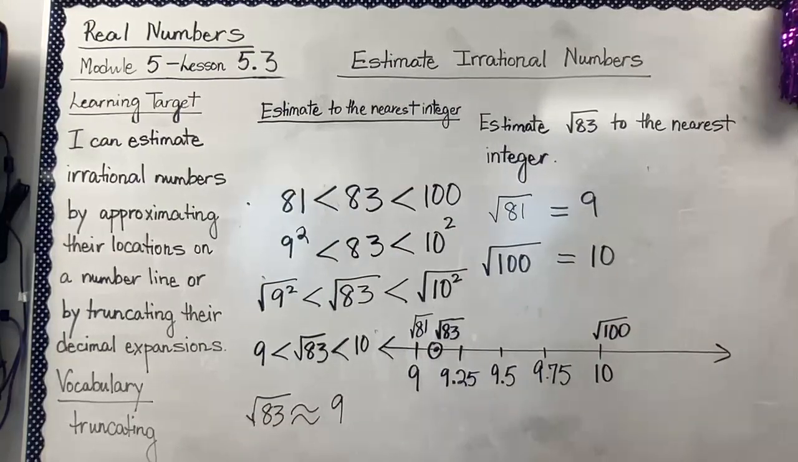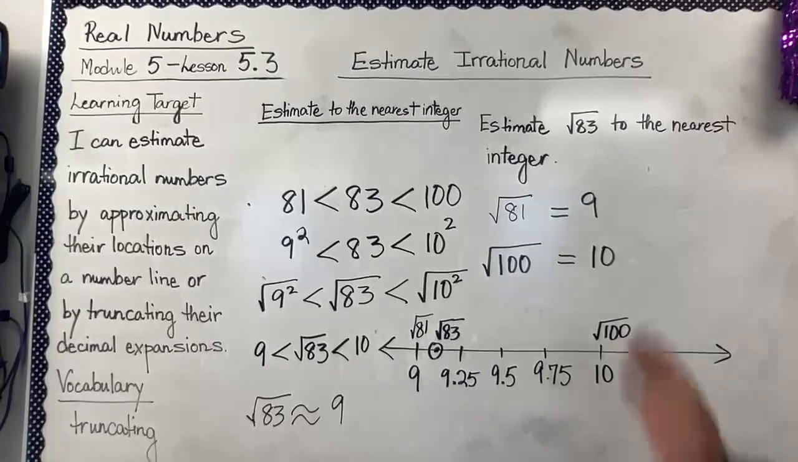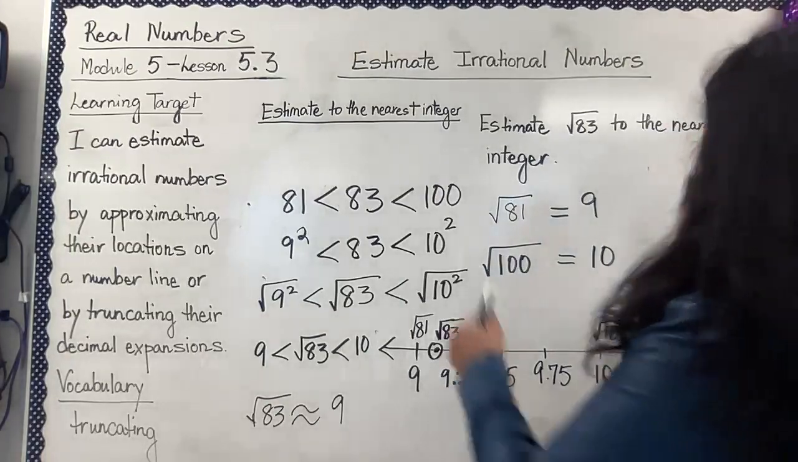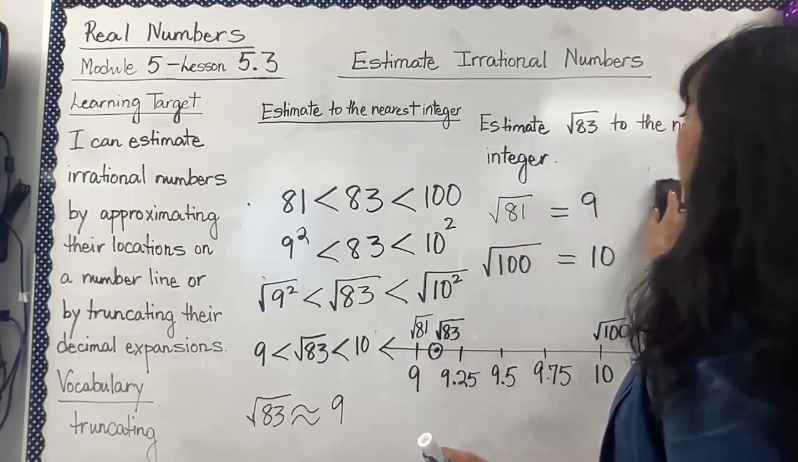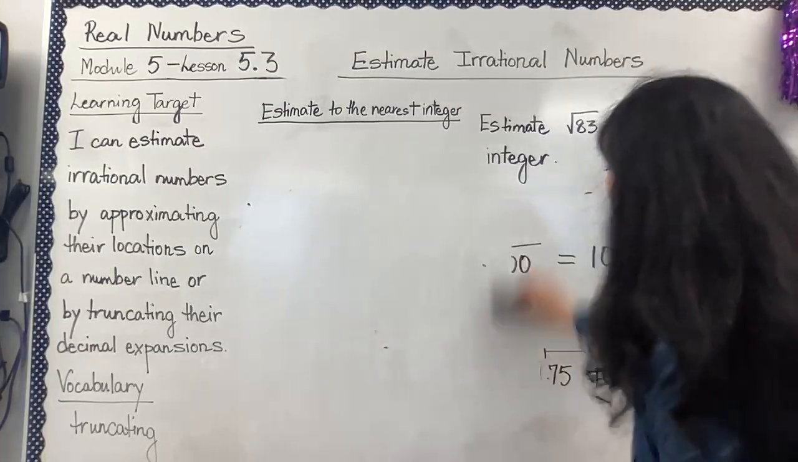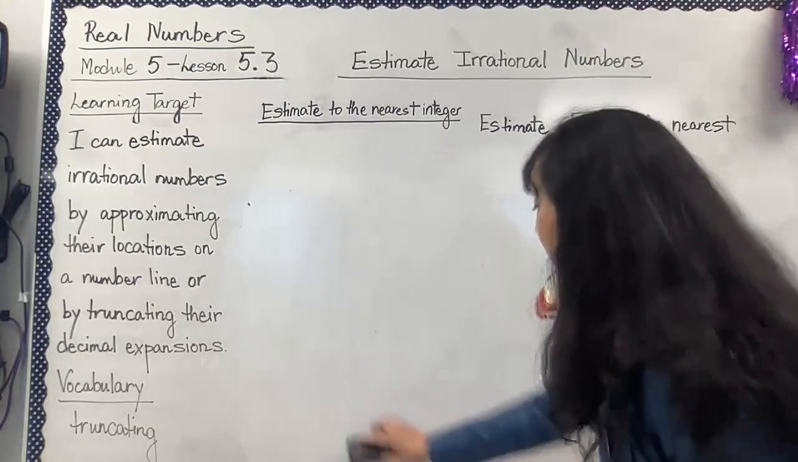All right, now let's do a problem where we are taking this same number, which is square root of 83, and we are going to estimate square root of 83 to the nearest tenth. This was to the nearest integer. Now we are going to estimate to the nearest tenth.